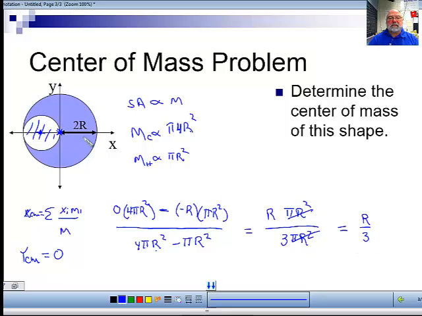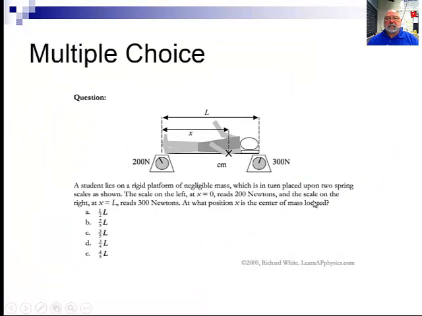And does that make sense? Well, I think it does. It's right about here, right where we would expect. Okay? So use a little reasoning and we can come up with solutions to problems like that. Here's a multiple choice problem. Good luck.